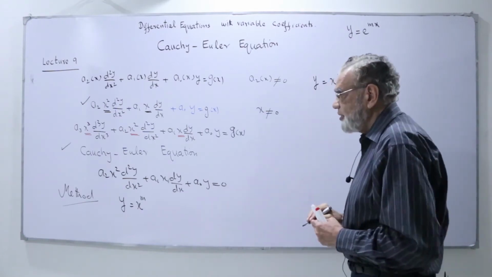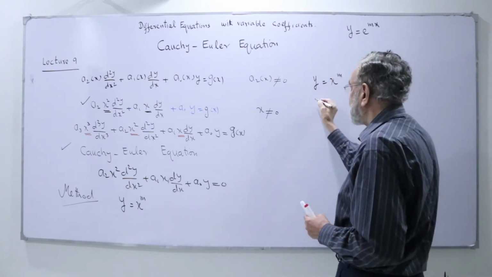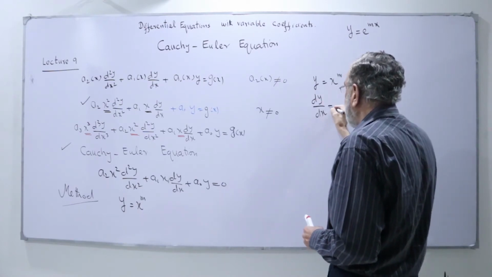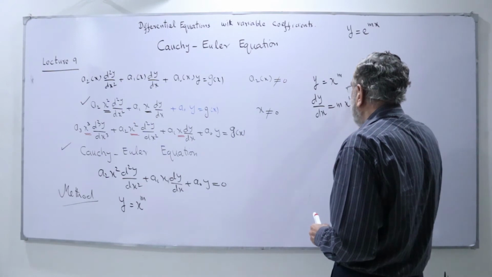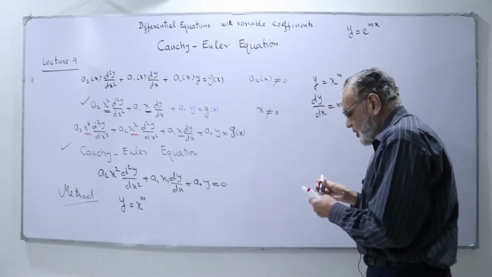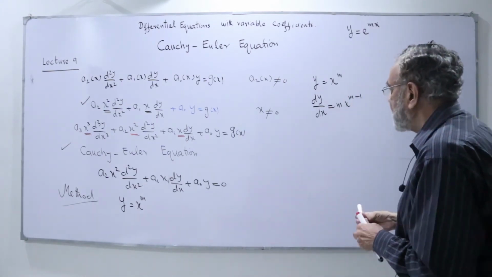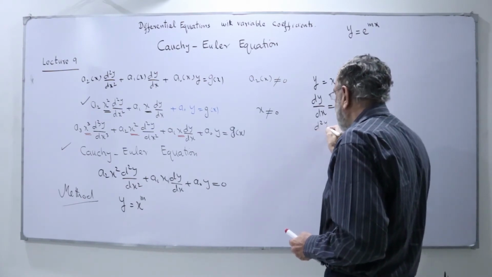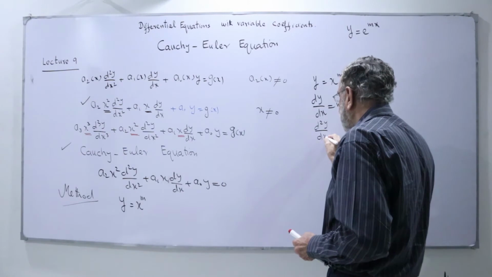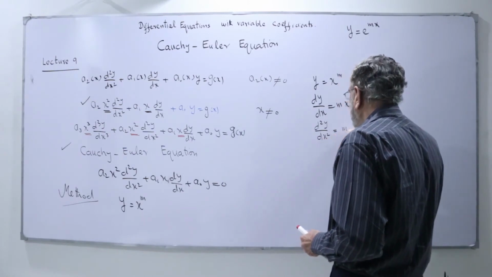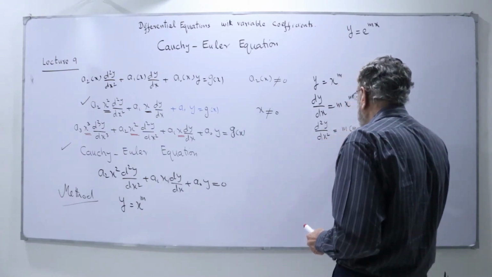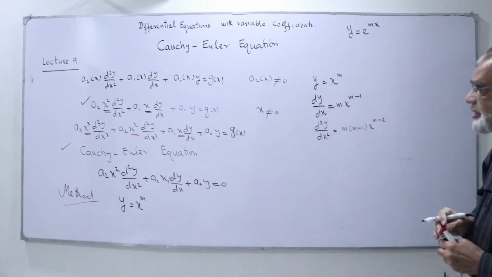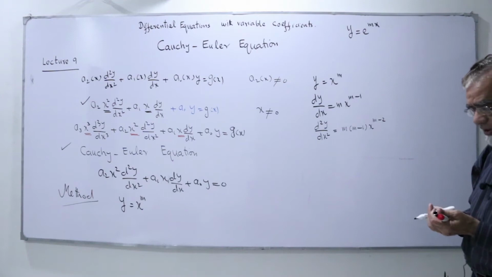We want to substitute in our differential equation. We take the derivative of this one and get dy by dx is equal to m x to power m minus 1, lowering the degree of the polynomial. Taking the second derivative, d2y by dx square is equal to m into m minus 1 x to the power m minus 2. So these will be the substitutions which I can make in my differential equation.